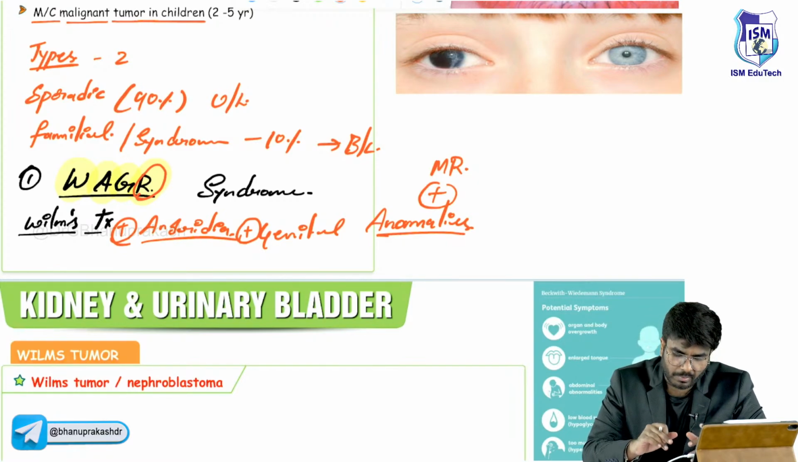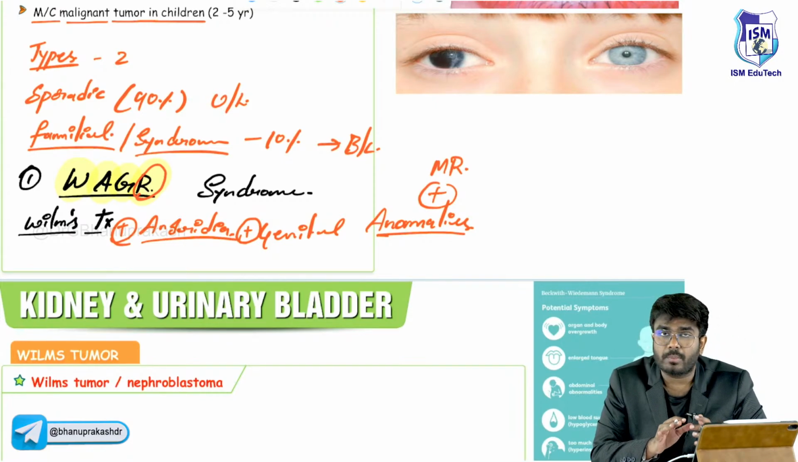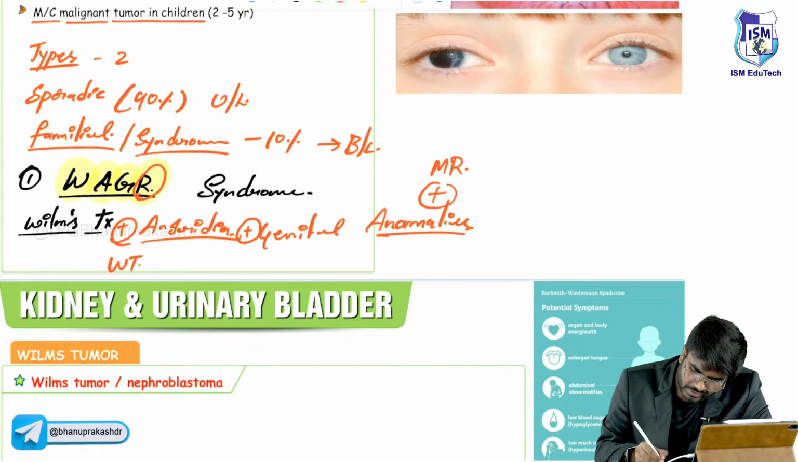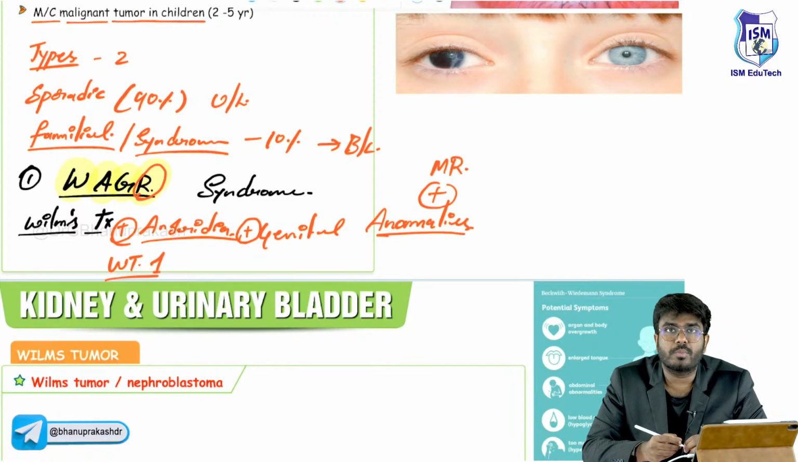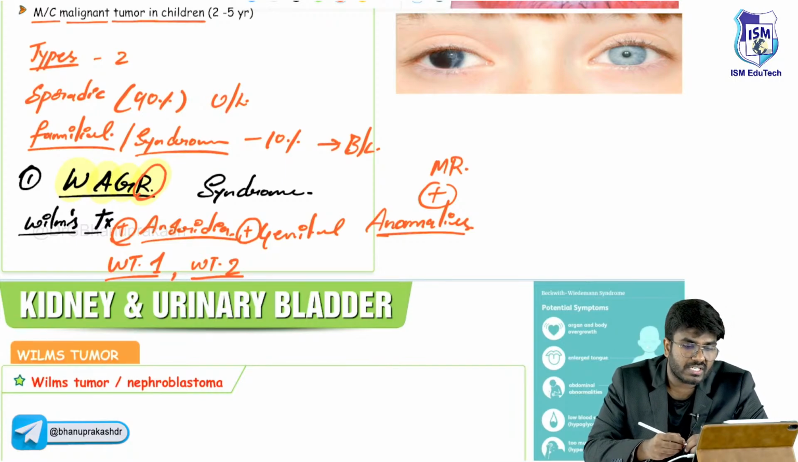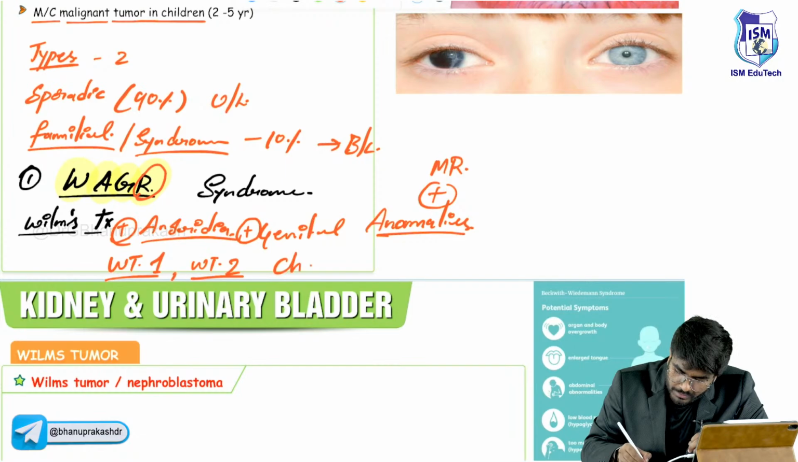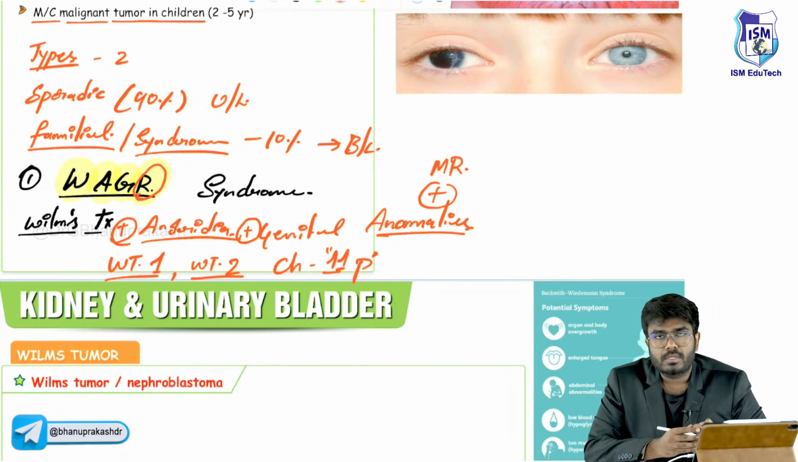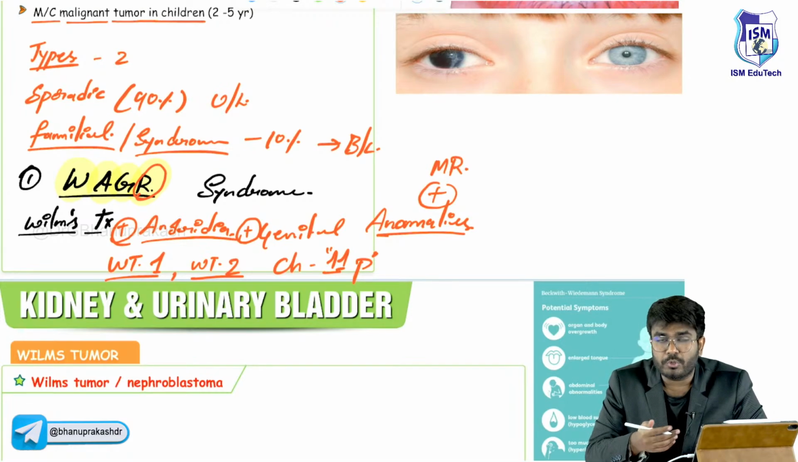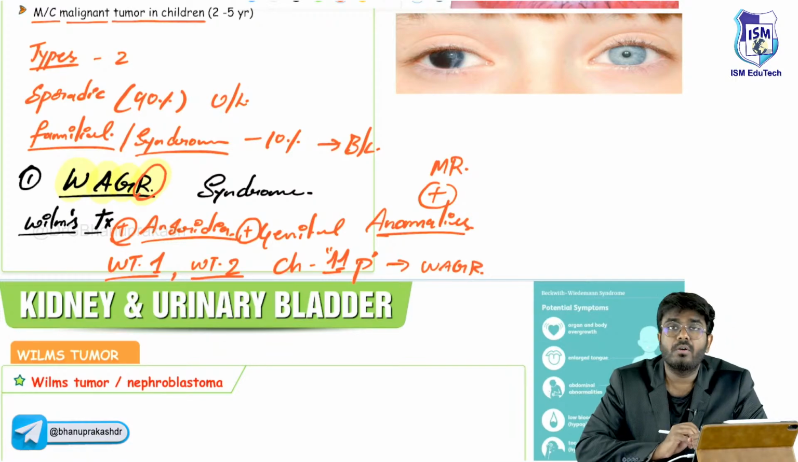So why all this problem? It's syndromic, familial or syndromic, which means some genes are mutated. Which genes are mutated? WT1. Wilms tumor 1 gene, Wilms tumor 2 gene, WT1 and WT2 genes, present on chromosome 11p. If they are mutated, that can lead to WAGR syndrome.